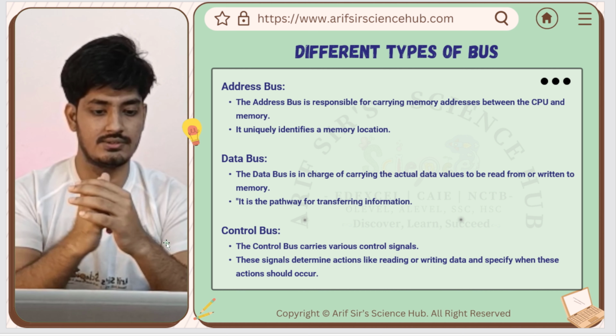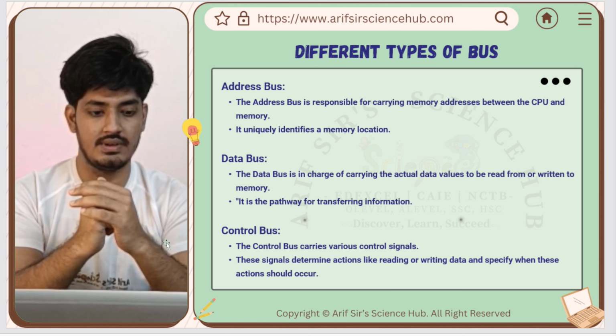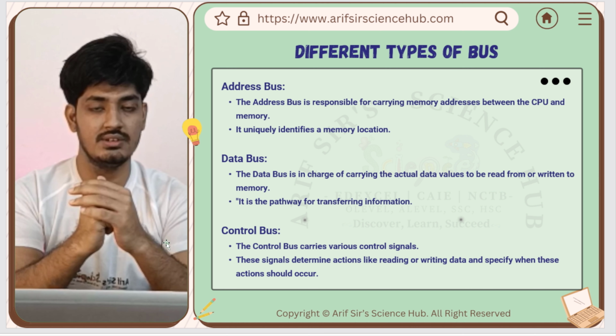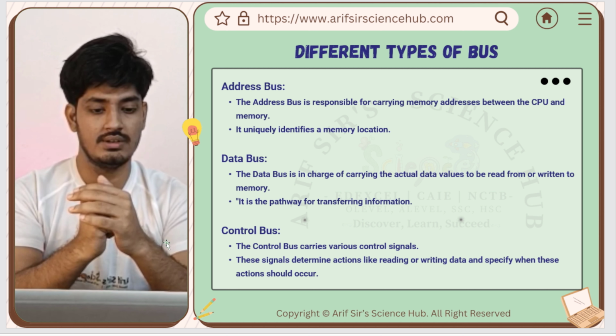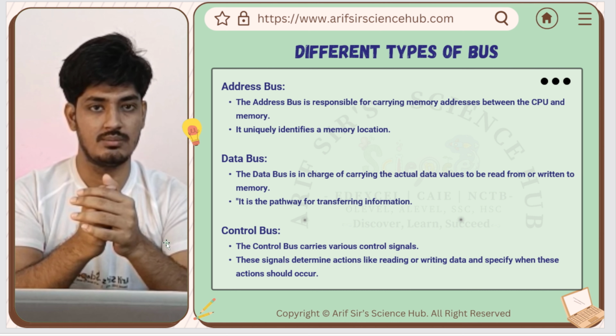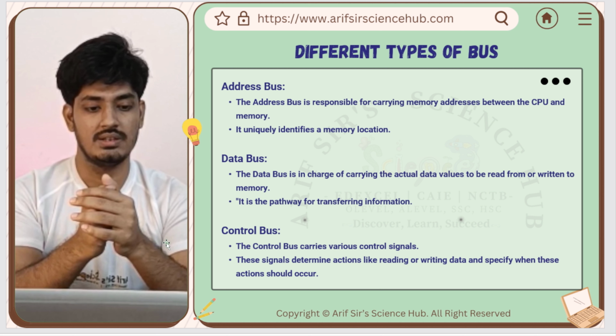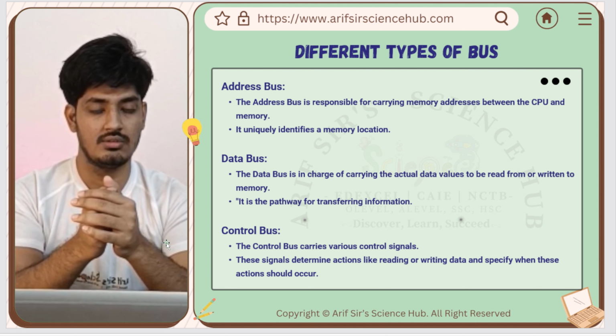Then the control bus. The control bus carries various control signals. These signals determine actions like reading or writing the data, and when the actions should occur. That means when we have to read the data, when we have to retrieve the data from the memory, the control bus will carry that type of signal. By the help of the control signal, it will understand when the CPU needs to read the data and when the CPU needs to write the data.